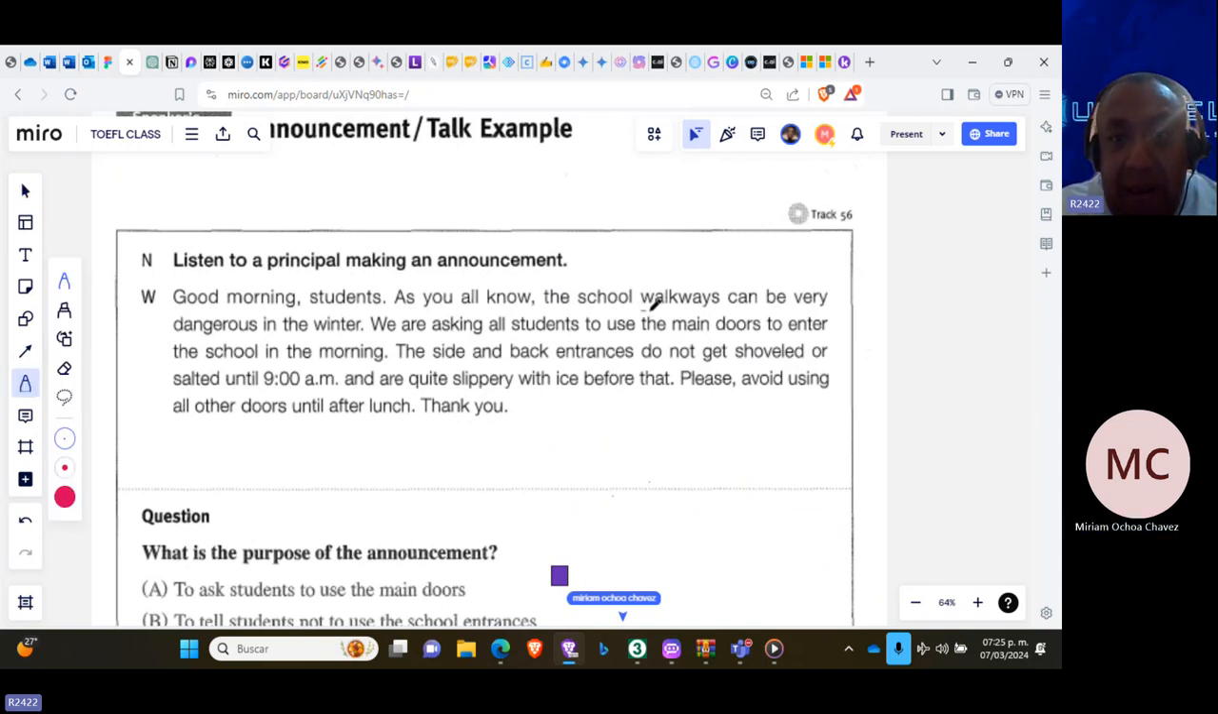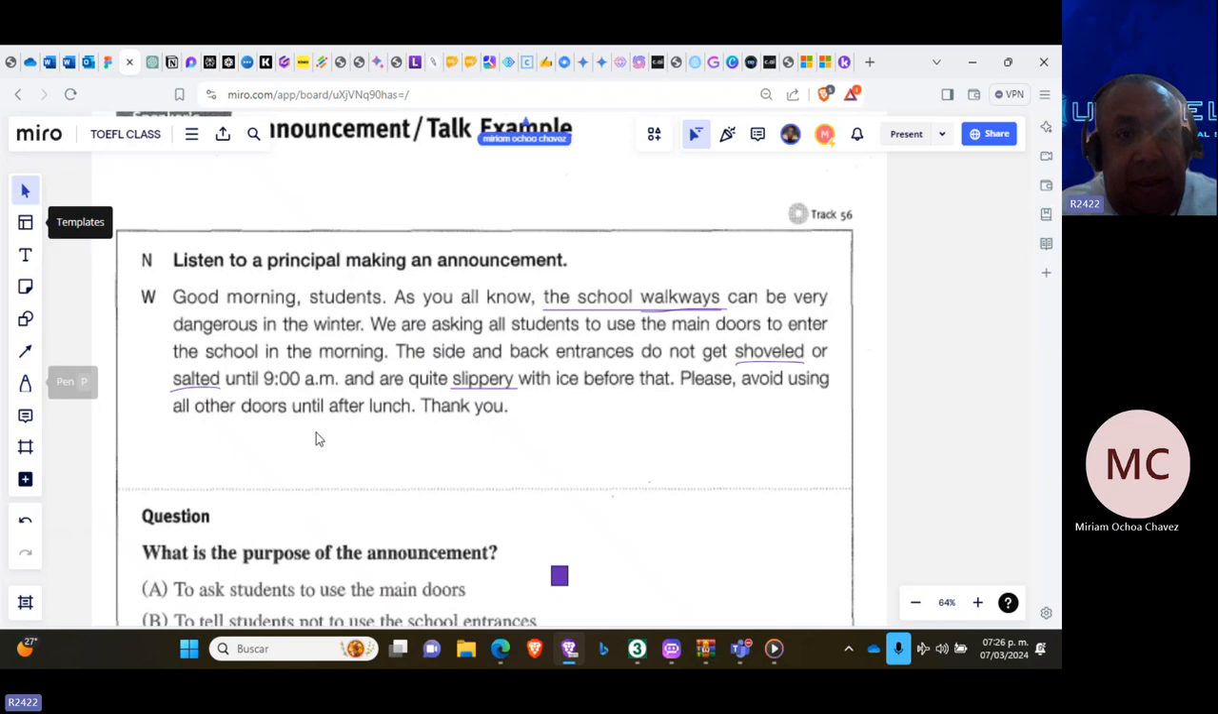Very good, so here, Miriam. What is going on? Walkways. The school walkways. The school pasillos. Walkways. Very good. Los pasillos de la escuela. But here, another word. Shoveled or salted? What is that, Miguel? Shoveled, shovel es paleado. Es decir, que palea la nieve para que las personas puedan pasar. Shoveled, paleado. O limpiar con pala, quizás. Okay. Salted. Salted es una técnica muy viejita. Que eso es, salar. Es decir, a la nieve le echan sal para que se disuelva. Salted, salar. What is slippery? Slippery. Resbaloso.